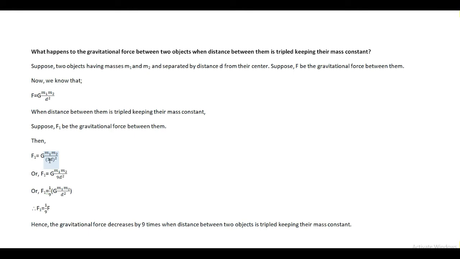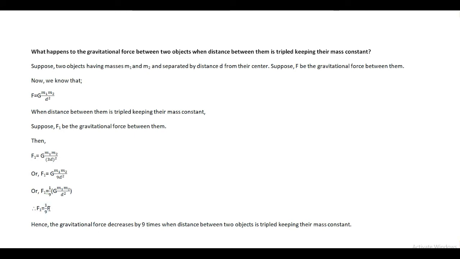Since the condition says the distance is tripled, in the place of d squared we write (3d) whole squared. So F1 equals G m1 m2 by (3d) squared, which is 9d squared. This 9 is in the denominator, so it can be taken out separately. F1 equals 1 by 9 times G m1 m2 by d squared. And in place of G m1 m2 by d squared we can write F, because F equals G m1 m2 by d squared. So we have obtained F1 equals 1 by 9 F.